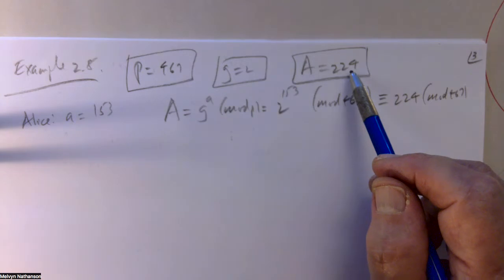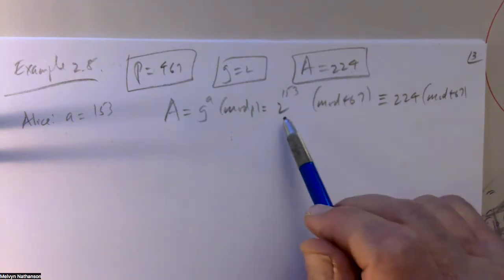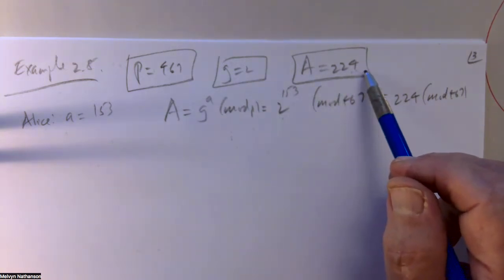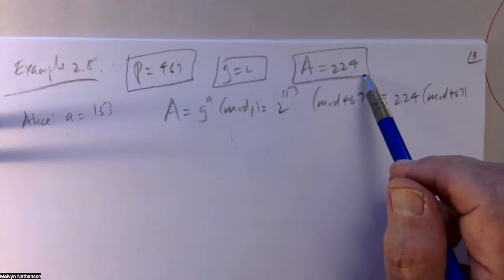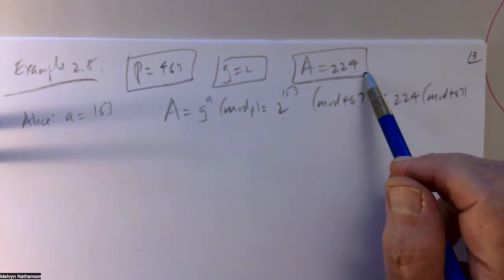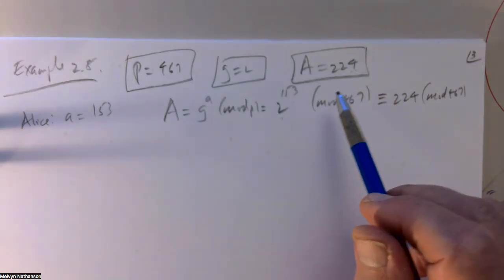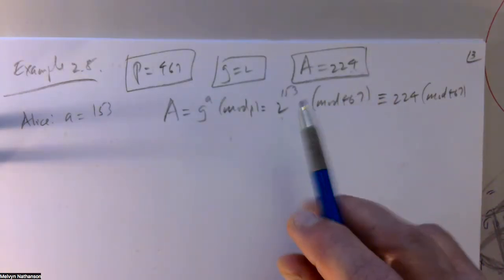If you could find the logarithm of 224 to base 2, that's 153. But again, the effectiveness of the code is based on the apparent impossibility of computing discrete logarithms in a reasonable amount of time.